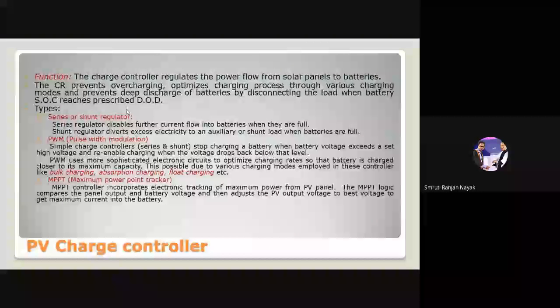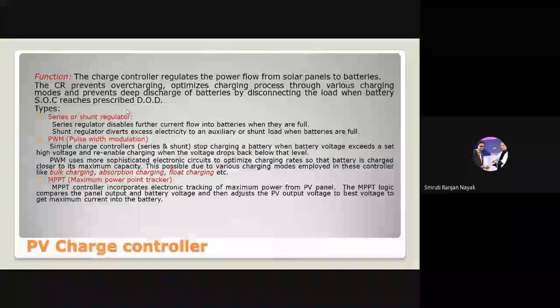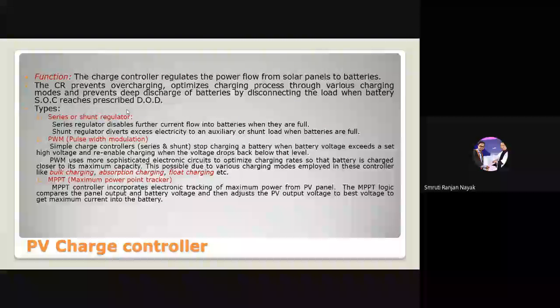So this is all about the panel and battery. In the very next class, we will discuss the controller, inverter, and other things.